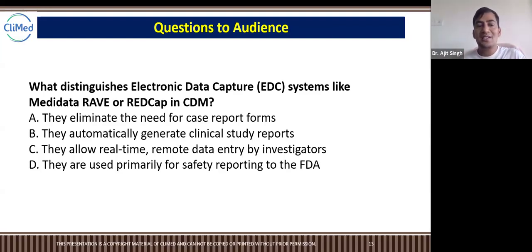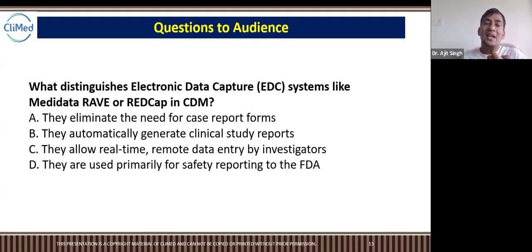So EDCs collect the data, and they allow real time and remote data entry by the investigators. Remote data entry is needed because if I'm recruiting a patient today, there are rules that within 12 hours you have to update the recruitment, or 24 hours. There are different rules for different clinical trials, and you have to follow those rules, right?